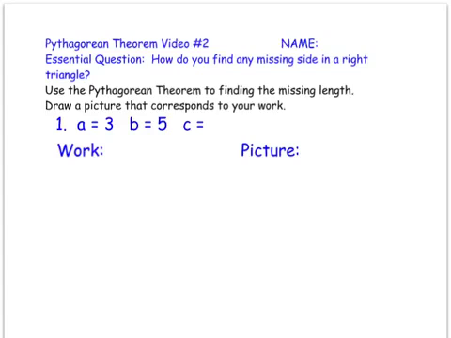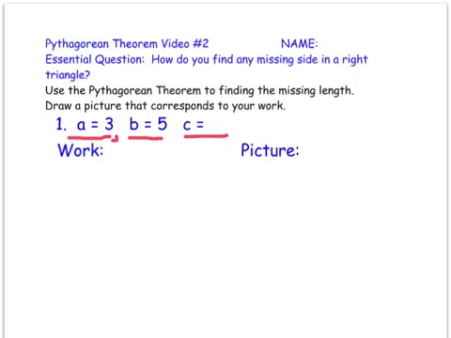Alrighty. So what we're going to do is we are going to use the Pythagorean theorem to find the missing side in a right triangle. So what we're given here is we're given A, which is 3. We're given B, which is 5, and we have to find C.